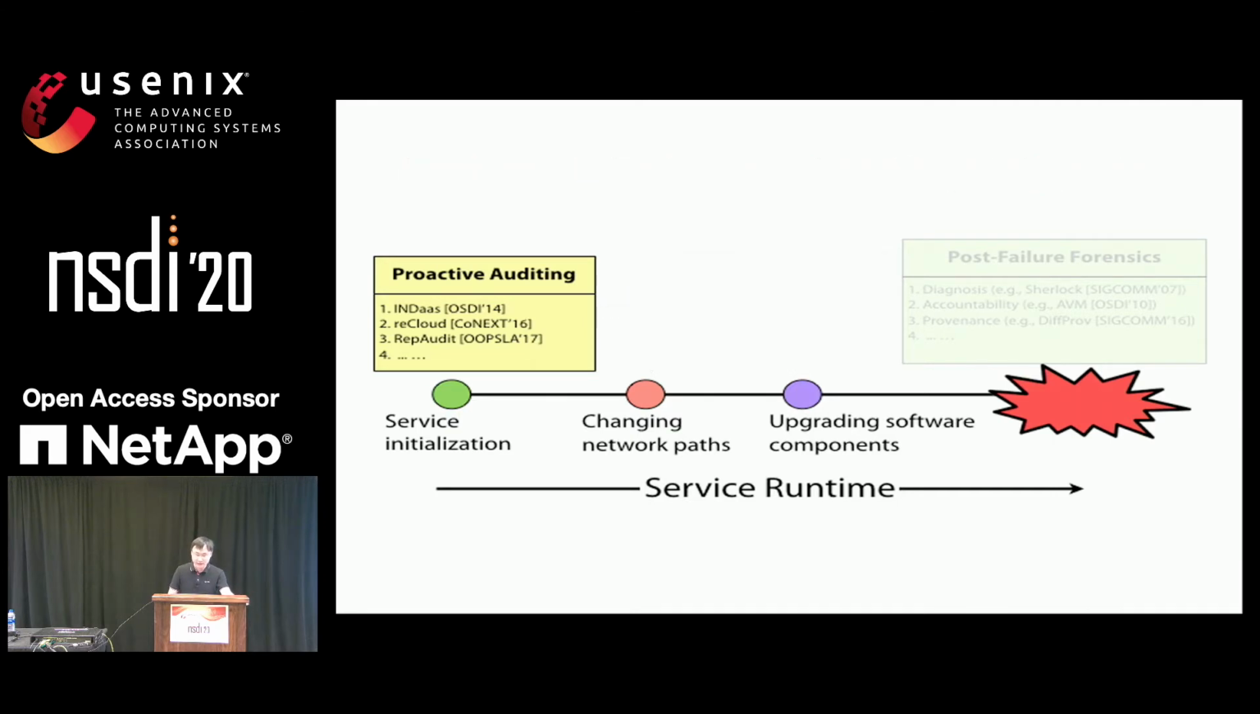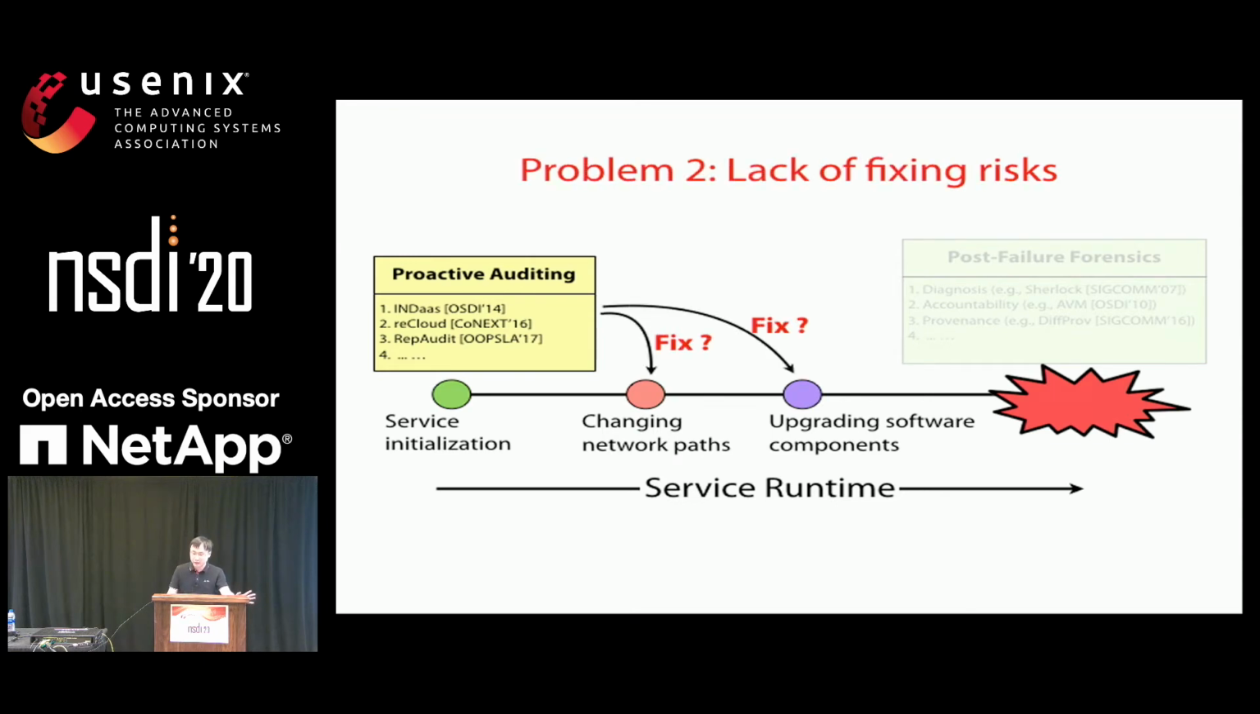In addition, there is another problem. None of the existing proactive auditing systems can generate improvement plans if they detect any correlated failure risks. They can only tell you where the root cause is, but they cannot fix it.